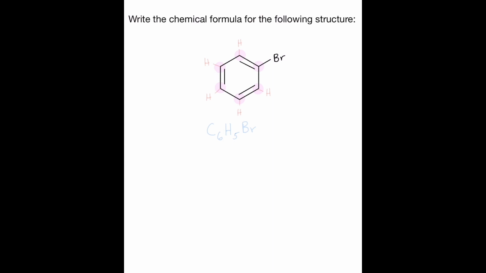Let's practice writing the chemical formula for the following structure. First, let's determine how many carbon atoms are present. We have 1, 2, 3, 4, 5, 6 carbon atoms. So the first part of the chemical formula is C6. And now let's draw in our hydrogen atoms. For each of the remaining carbon atoms, we have 1 hydrogen atom bonded, giving each carbon a total of 4 bonds. So the next part of our formula is H5, and the final carbon has a bromine, so C6H5Br.